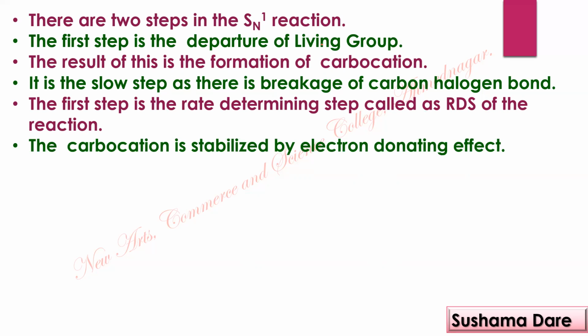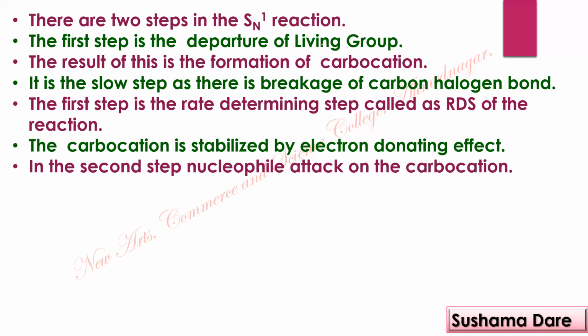The carbocation is stabilized by electron donating effect. Why is the carbocation stabilized by electron donating effect? As you know, in a carbocation there is a development of positive charge, and if the groups attached to the carbocation are electron donating groups, then those groups donate their electron density towards this cation. Because of that, there is a delocalization of the positive charge. Whenever the charge is delocalized, that structure is always stable. So for the stability of the carbocation, electron donating groups are needed.